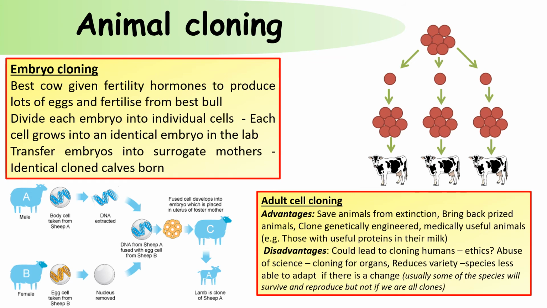The advantages of adult cell cloning are that it can save animals from extinction, and you can clone genetically engineered animals that are medically useful. The disadvantages are all down to ethics.